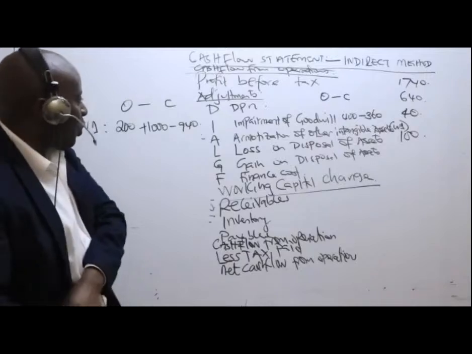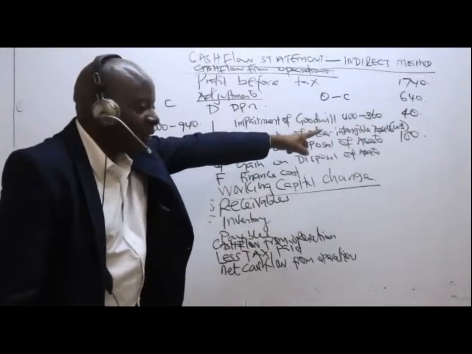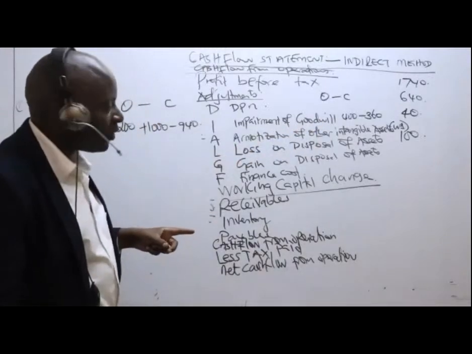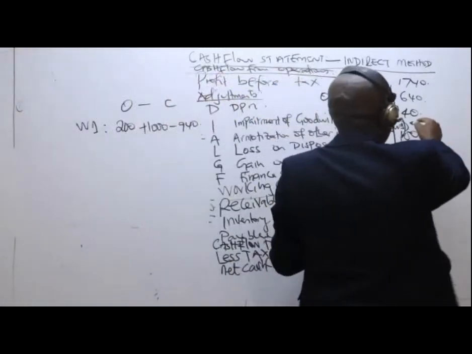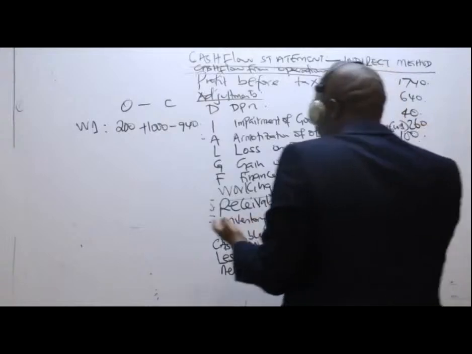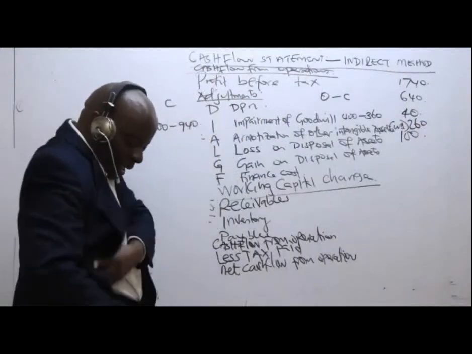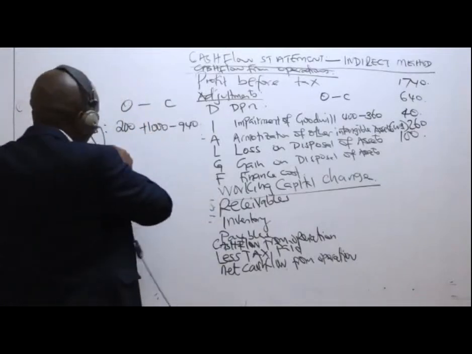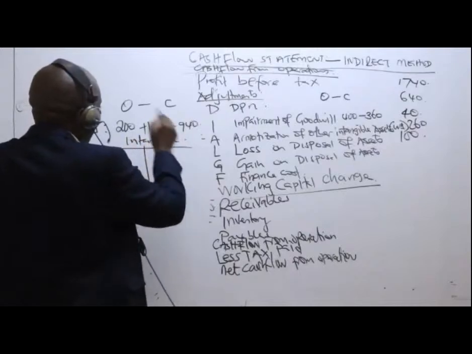So can somebody give me the amortized other intangible assets? Can somebody give me a figure? Valerie gives me a figure of 260. If you love T accounts, this is an asset. You can come and mention here, intangible assets, it's an asset. I hate them.